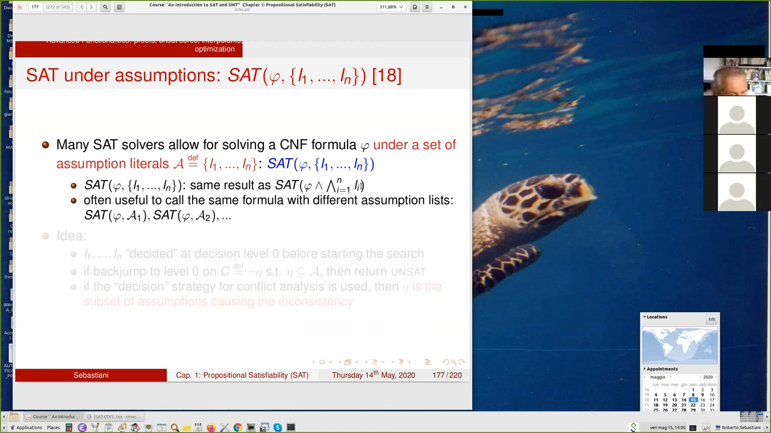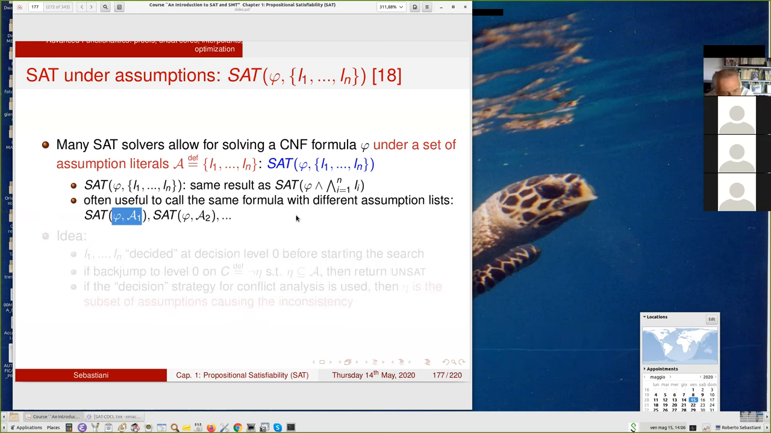Because typically it's useful to call the same formula under different assumptions, which may trigger, enable or disable parts of the formula. So for instance, it may be the case that, given a global set of assumptions, you repeatedly invoke the SAT solver on phi and a subset of the assumptions. Once you invoke phi on a given set of assumptions, then you invoke SAT on another set of assumptions, and so on and so forth. Why is this relevant?